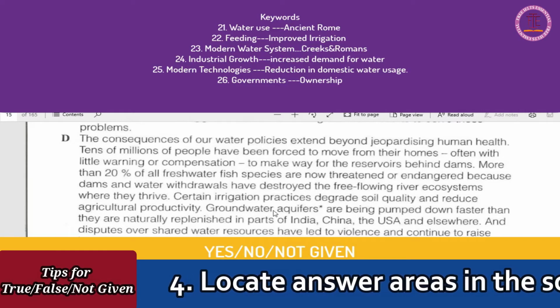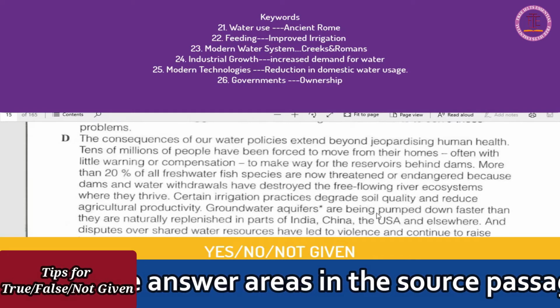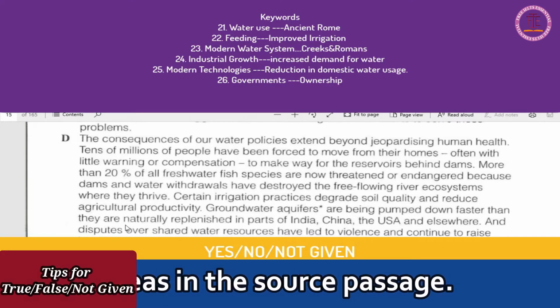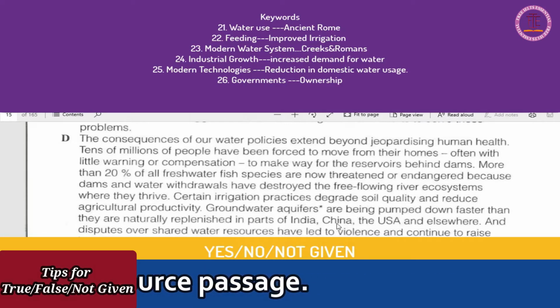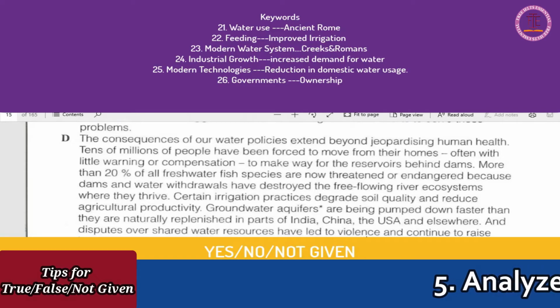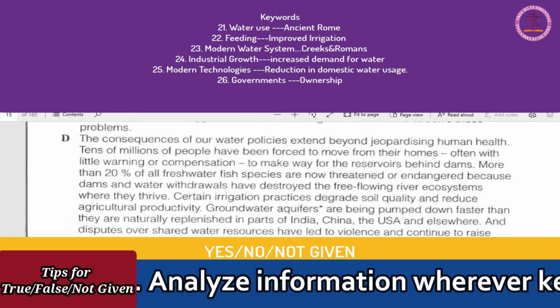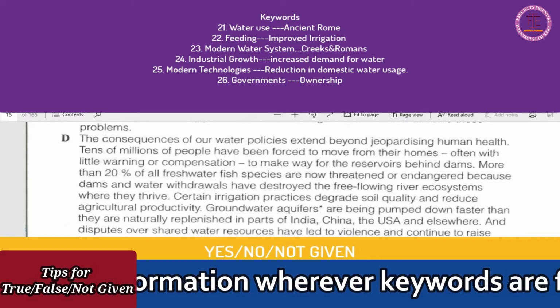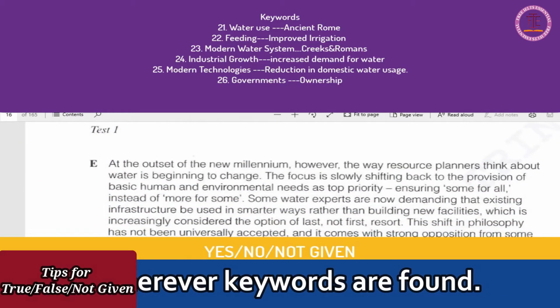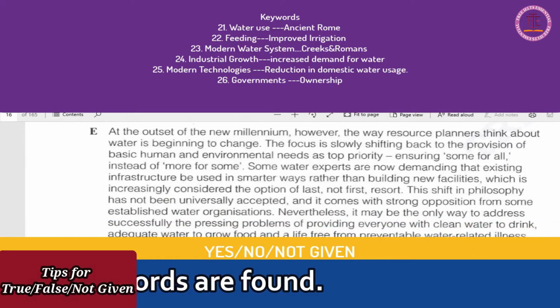Let's move ahead. Groundwater aquifers are being pumped down faster than they are naturally replenished in parts of India, China, the US, and elsewhere. And disputes over shared water resources have led to violence and continue to raise local, national, and even international tension. There is no word related to it, so we should move ahead. Okay.